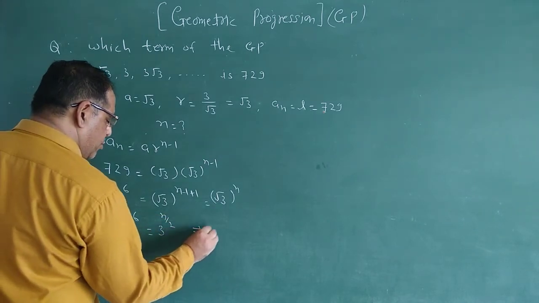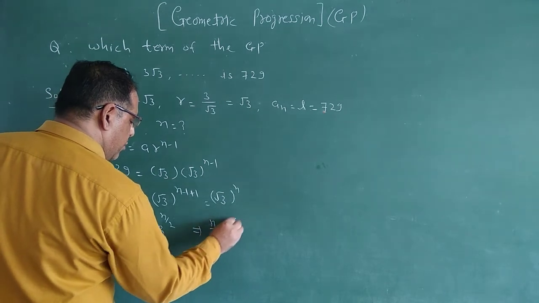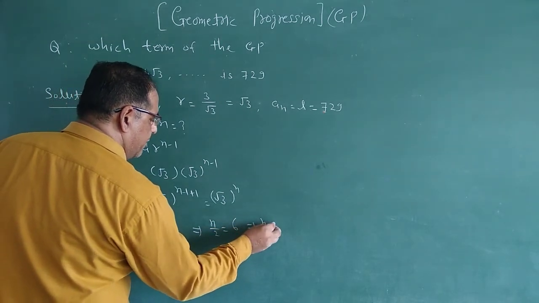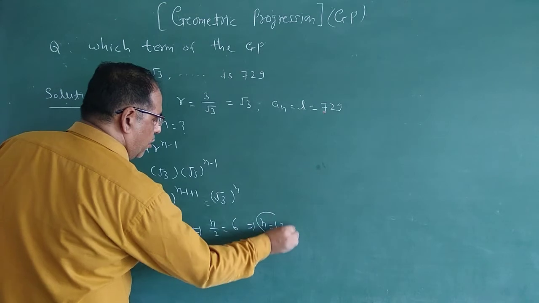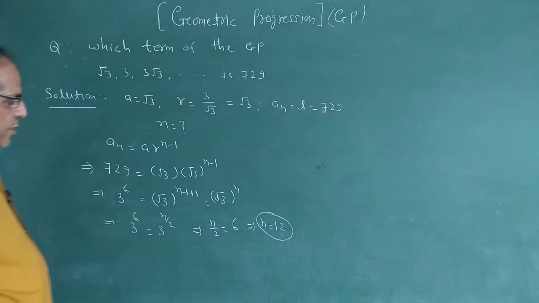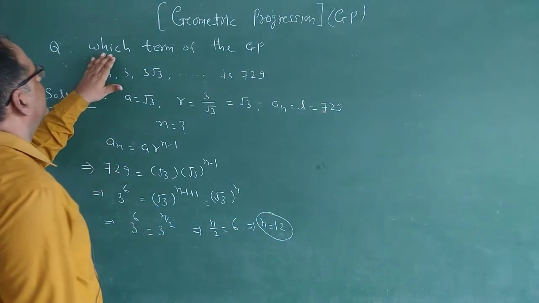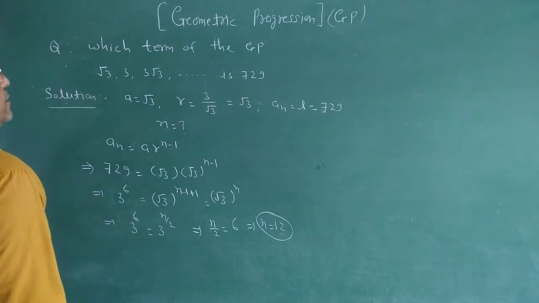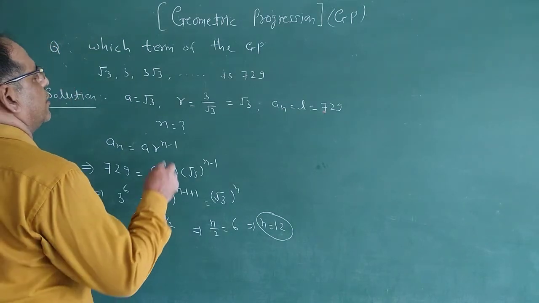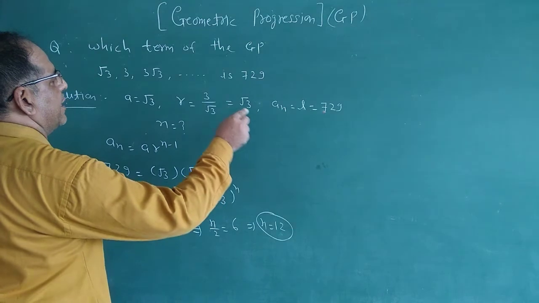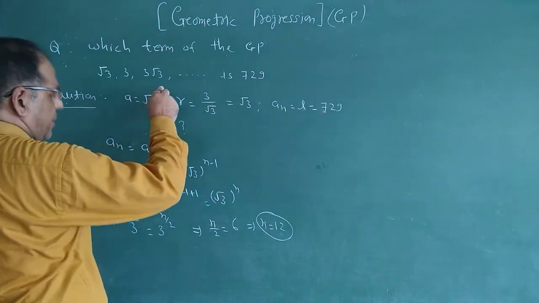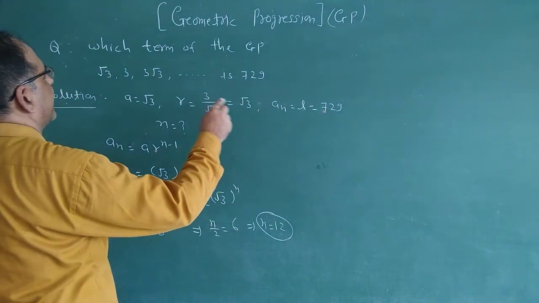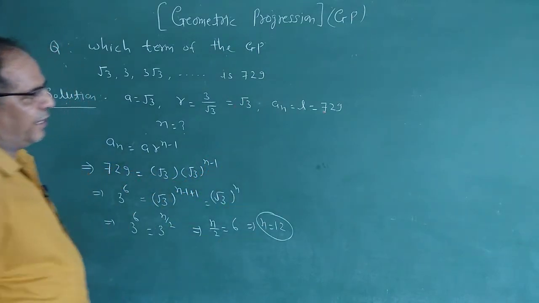Base are same, so power can be compared. N upon 2 equal to 6. So now you have n equal to 12. So this is another question in which we want to find the number of terms whose value is 729. So in this particular GP, the value of 12th term is 729.